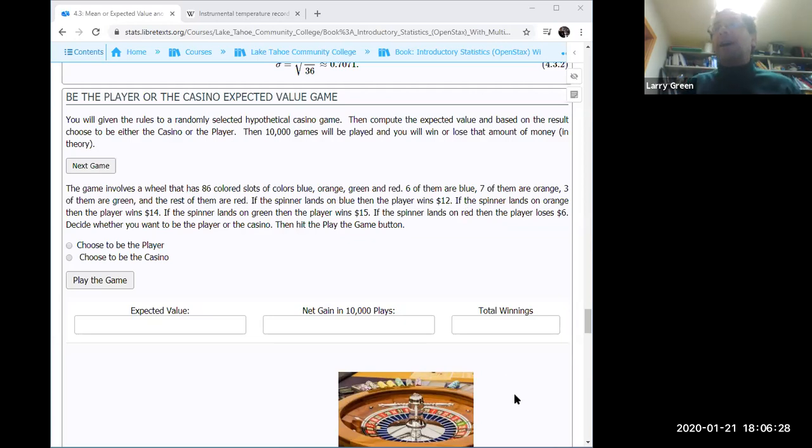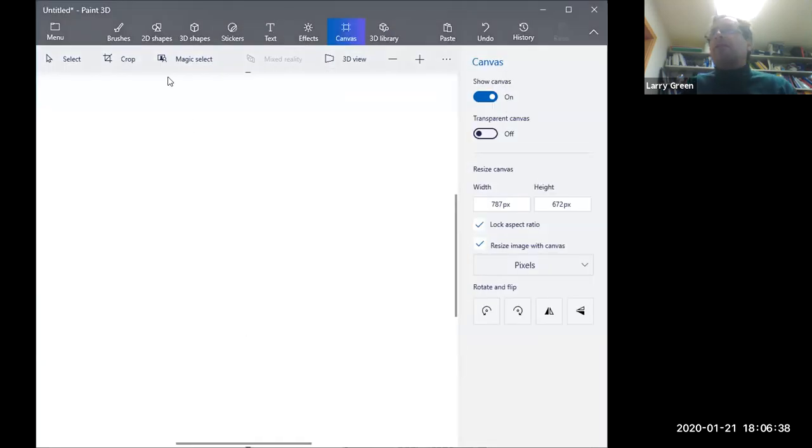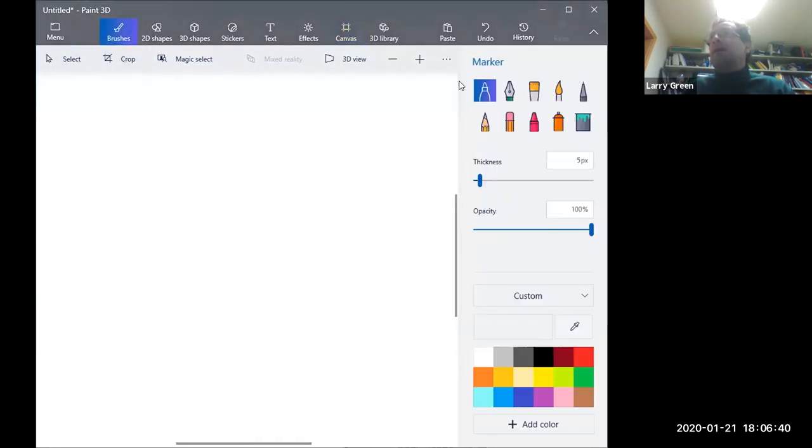So I'm going to unshare for a bit and reshare. I'm going to go into Paint so I can start drawing stuff. So the first thing I'm going to do is draw what's called a probability distribution table. It's going to look like a T-table. I'm sure you've seen T-tables before.